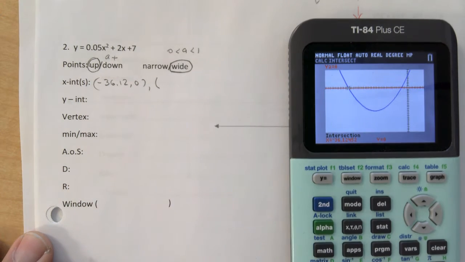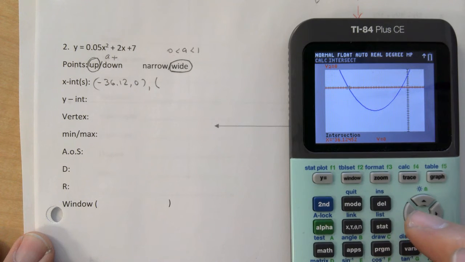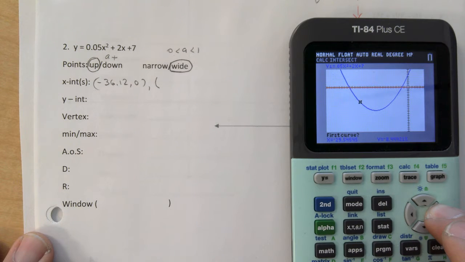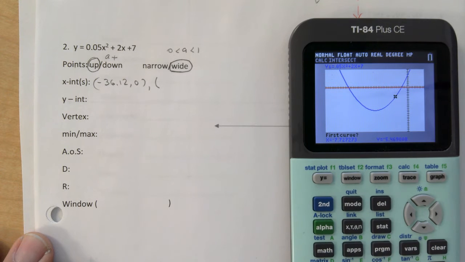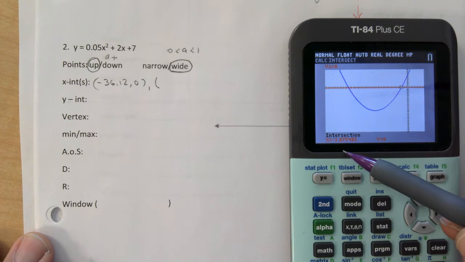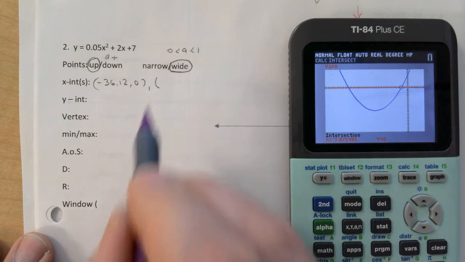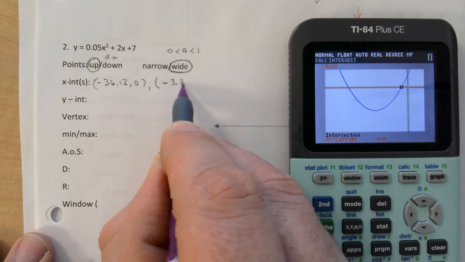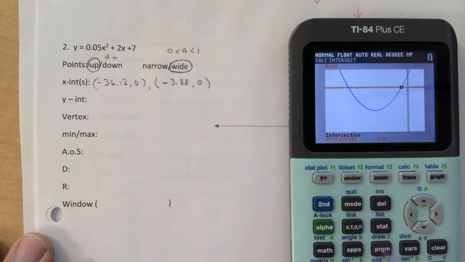And there's another one, second trace 5 again. I'm going to travel over to the other side. Close enough. Enter, enter, enter. As soon as you're closer to that point, it's going to automatically pull to it, right? So this is hard to see for you on the screen, but it's negative 3.88 if you round it. Okay? Negative 3.88. And it's 0 there.